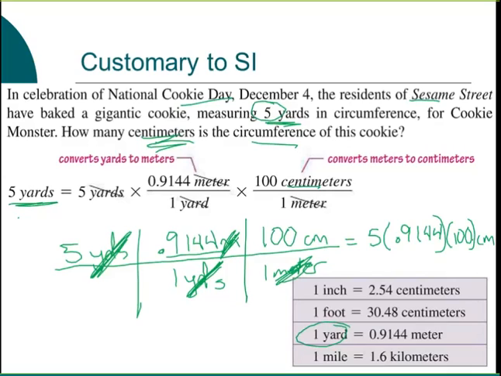centimeters. So now I just take that and do it on my calculator, and I get 5 times 0.9144 times 100 gives me 457.2 centimeters. That's how many centimeters it is around that cookie.